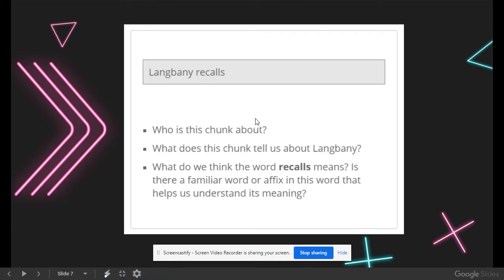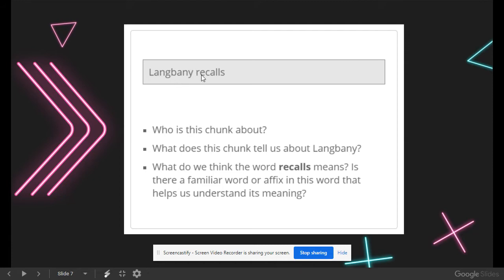Let's look at the next part of the sentence. Langbanny recalls. So if you remember, hopefully you do, Langbanny is the author of One Day I Had to Run. So the model essay is comparing the novel to One Day I Had to Run. So when the writer says Langbanny, he's referring to the author of One Day I Had to Run.